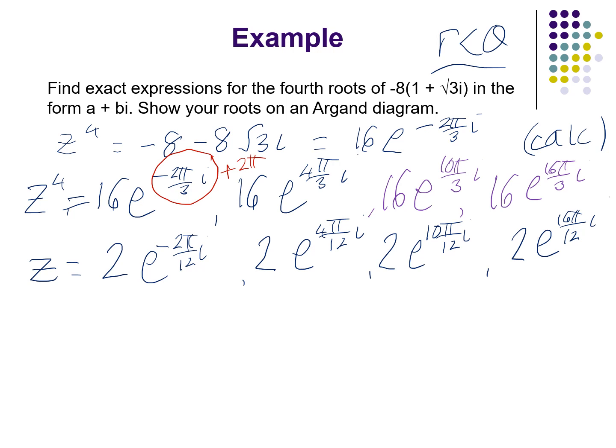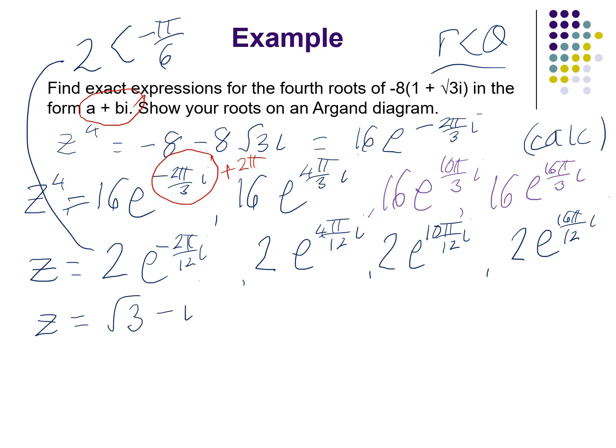Okay, let's have a look at the question. Right, the question wants them in a plus bi form. That's okay, our calculator will do that for us. So put these into your calculator. This first one, you put it in as 2 angle minus pi by 6, and it will tell you what the complex number is. It's root 3 minus i. The next one, again, put in 2 angle 4 pi by 12, you get 1 plus root 3i. Next one, minus root 3 plus i. And the next one, minus 1 minus root 3i.